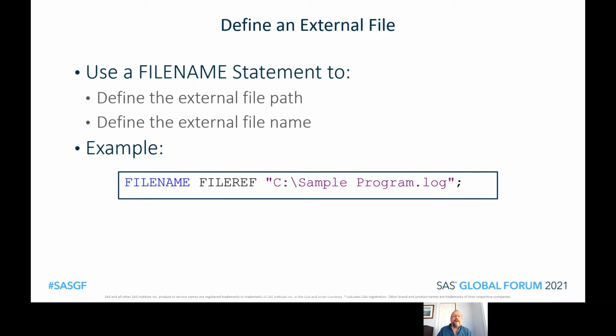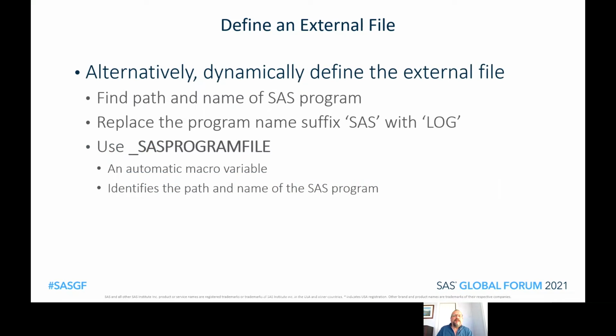Need to tell SAS where to send the log to, and it's a filename statement, which is very straightforward, defines an external file and path, and there's an example on the slide. We're a little fancier in that we are dynamically defining that external file, which basically means we're capturing the location of the program that we're running along with the name of the program and swapping out the .sas suffix with the .log suffix. And the key to this is an automatic macro variable called underscore SAS program file.